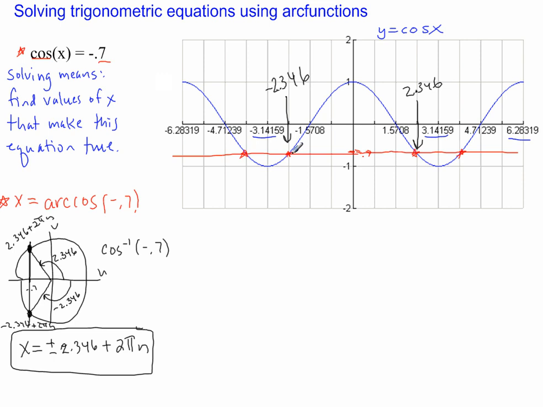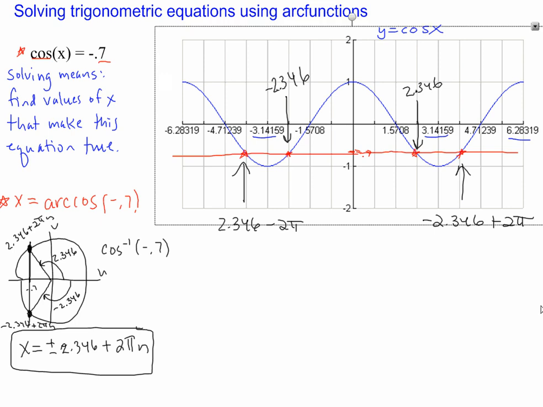So what is this point going to be here, right? Well, that is a whole cycle less than 2.346. So that is 2.346 minus 2 pi. And this one here is a whole cycle more than negative 2.346, so negative 2.346 plus 2 pi, right? So I can totally think about this graphically in addition to thinking about it with the arc cosine business that I had before. Okay, let's go on to a little bit of a more challenging example than this one that we looked at right now.